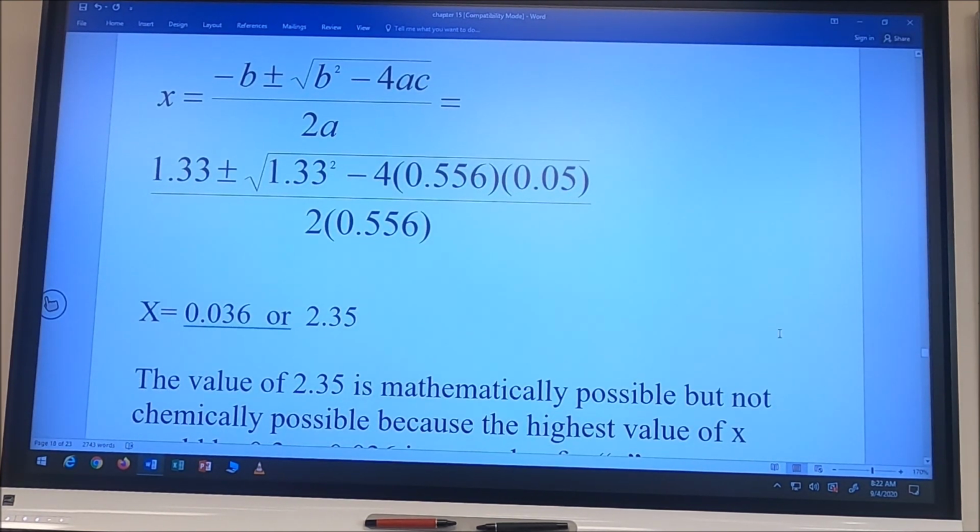Then we've got to do the quadratic. x equals negative b plus or minus the square root of b squared minus 4ac, over 2a. So x is going to equal 1.33 plus or minus the square root of 1.33 squared minus 4 times 0.556 times 0.05, over 2 times 0.556.